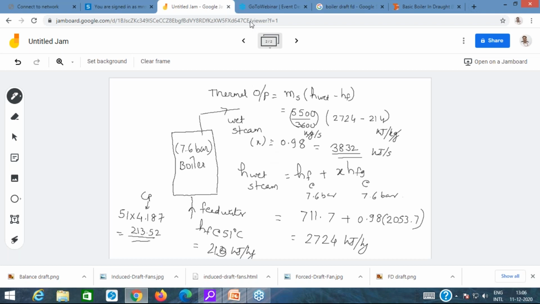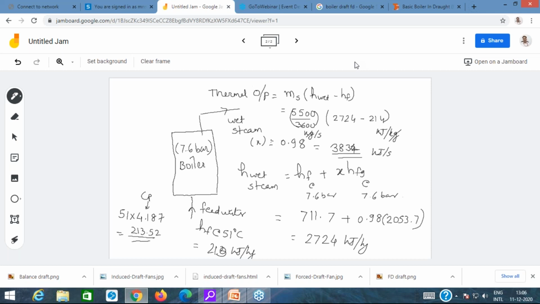Just check your answers and see that whatever I am writing is also correct. So 3834, 3835, whatever. I just approximated the values, but it should be closer to this. Depending upon what decimals we are taking, you will get the correct answers. So Gauri has also given me the same answer, 3834, right?